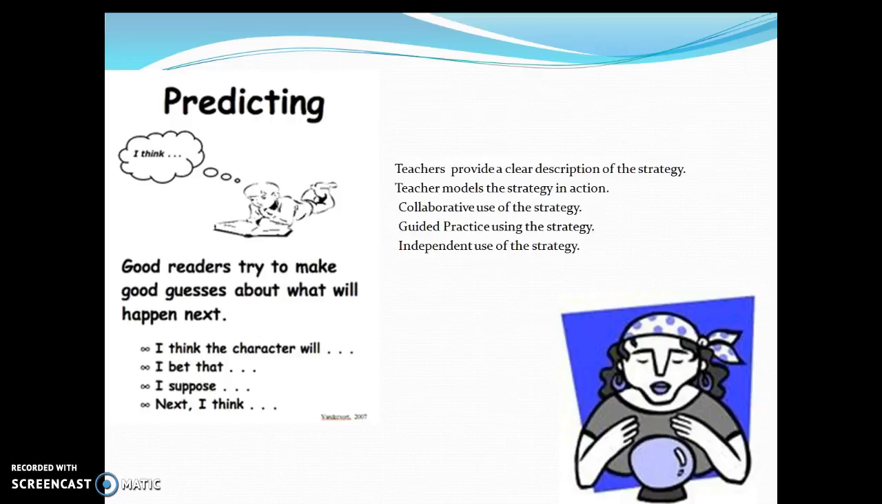The guided practice is when the teacher would remind the students that they'll be making predictions about the story that they're reading, and the teacher asks them to stop and make predictions every few pages. And the students would share their predictions with the rest of the class, and then they continue reading to see if the students were correct. And the final step would be independent use of the strategy, and that would be when the students use the strategy in silent reading.